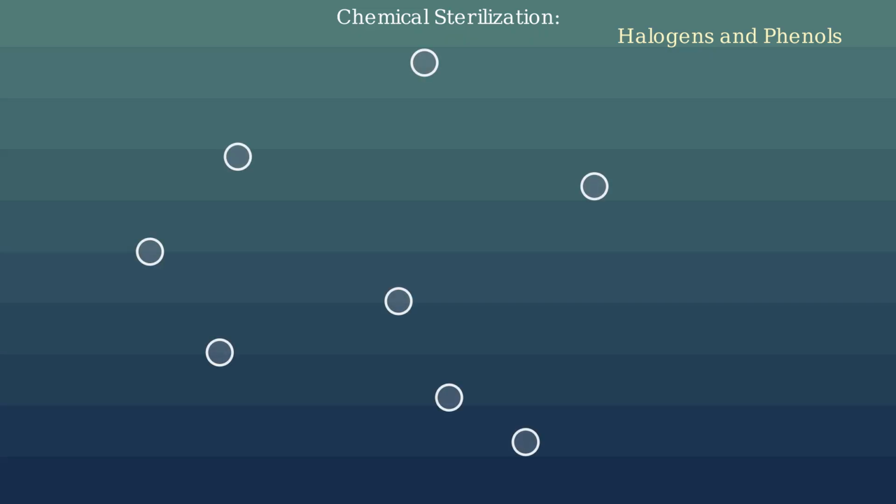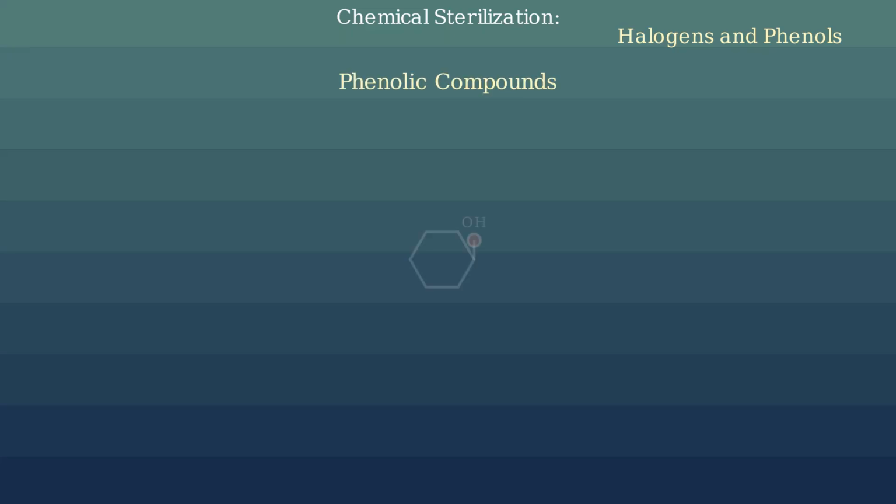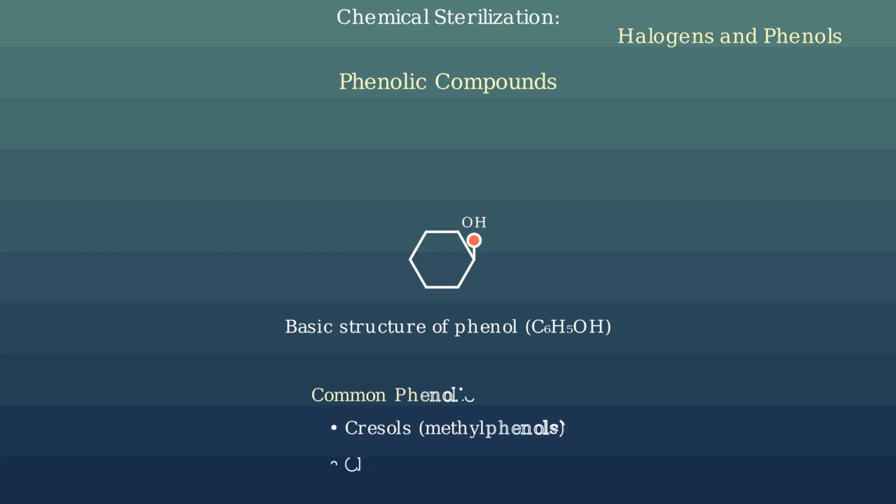Now let's transition to another important class of chemical disinfectants, phenolic compounds. Phenolic compounds are derivatives of phenol, which consists of a hydroxyl group attached to a benzene ring. Common derivatives include cresols, chloroxylenols, and bisphenols, each with specific antimicrobial properties.